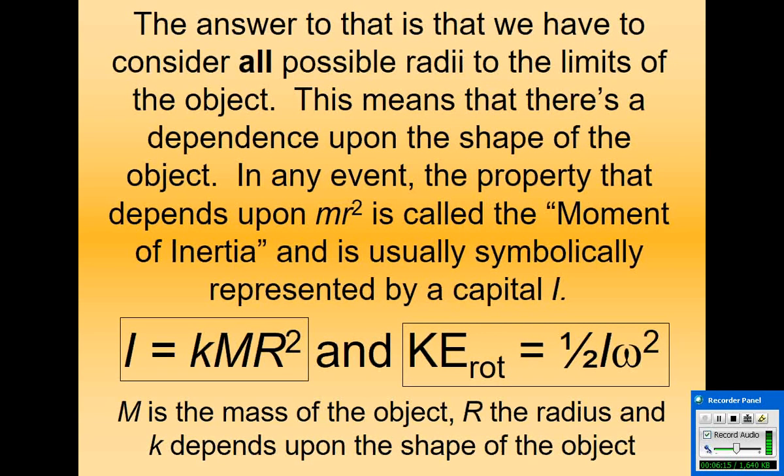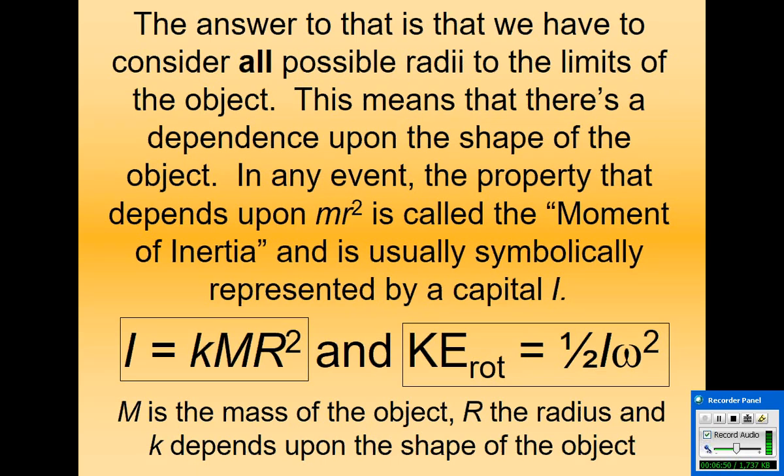I know that I, the moment of inertia, goes as mr squared, but different shapes require slightly different determinations. So what I've written is that moment of inertia goes as little k times mr squared, where little k depends upon the shape of the object. So this is the payoff right here. In angular motion, we have a counterpart to mass, an analogy with mass that we call moment of inertia.